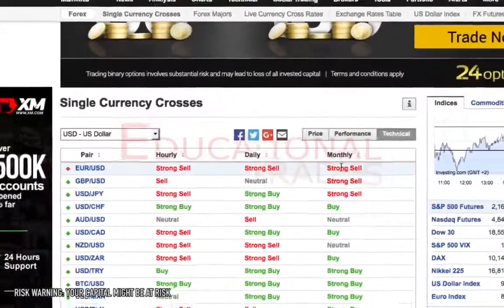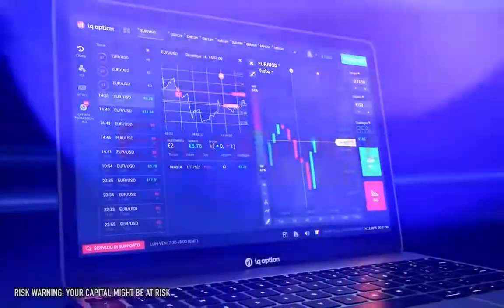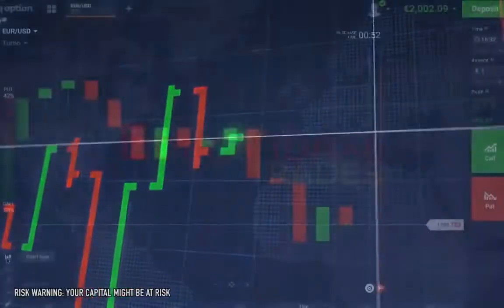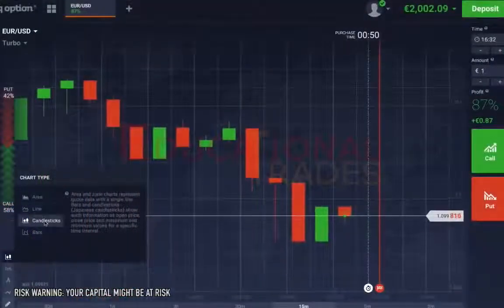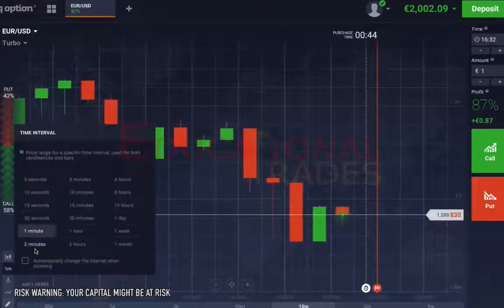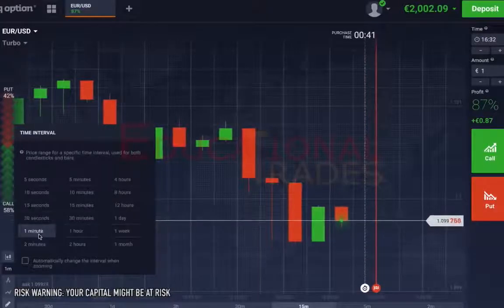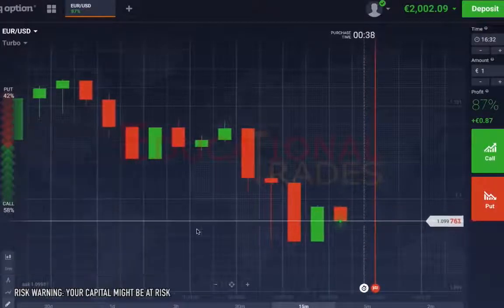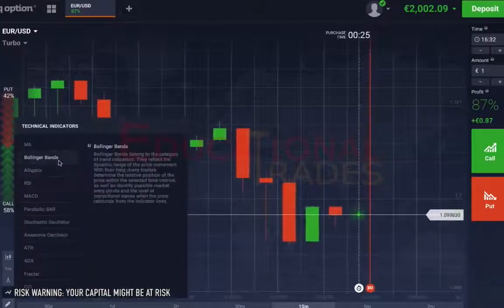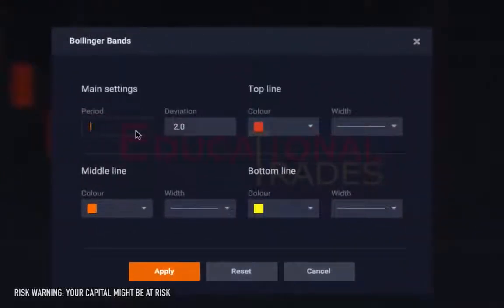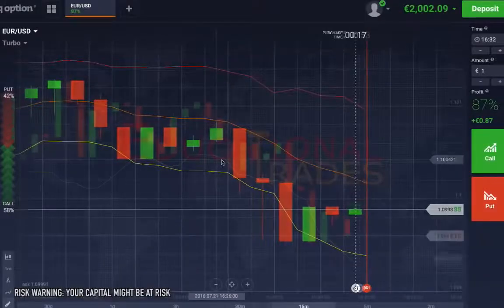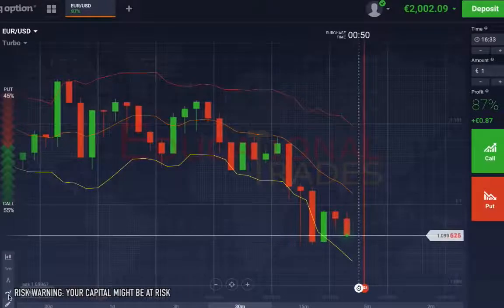Okay, now I show you this pattern on various assets. We start from EUR/USD. First of all, set the chart with 1-minute candlesticks. Well, now we must add Bollinger Bands, with a period set to 9. Then we need to add an EMA with a period of 100.